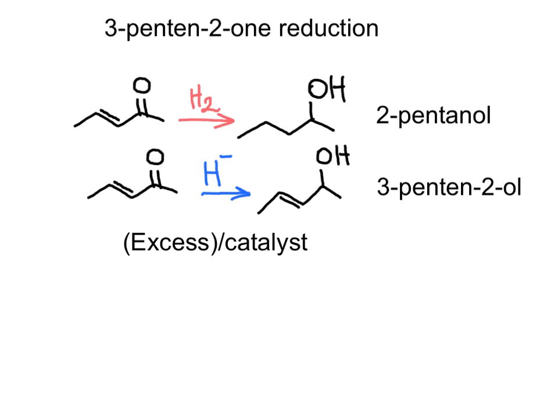Let's look at the reduction of 3-penten-2-one, which is a ketone in carbon number 2 and an alkene on carbon number 3. In this reduction, if we use an excess of hydrogen in the presence of a catalyst, we will obtain an alcohol, and both of the unsaturations will be destroyed. If instead we use hydride, like sodium borohydride, only the carbonyl carbon-oxygen double bond will be destroyed, and the product is 3-penten-2-ol.